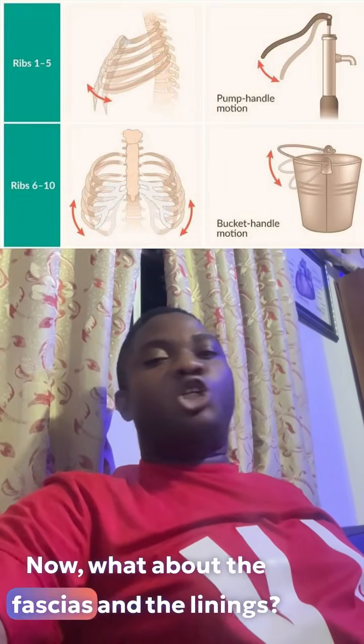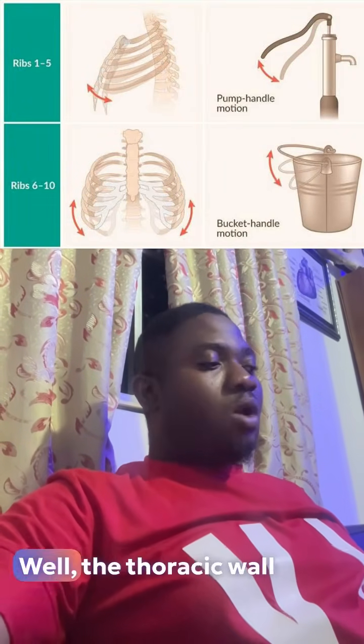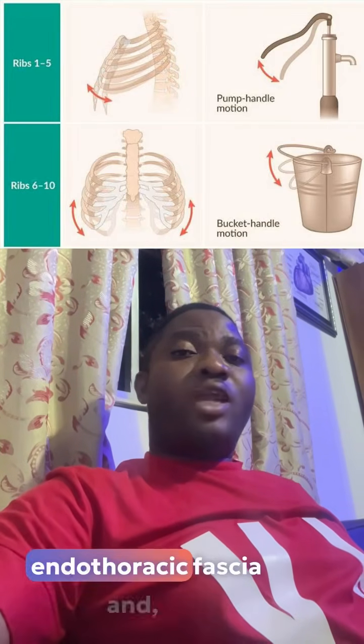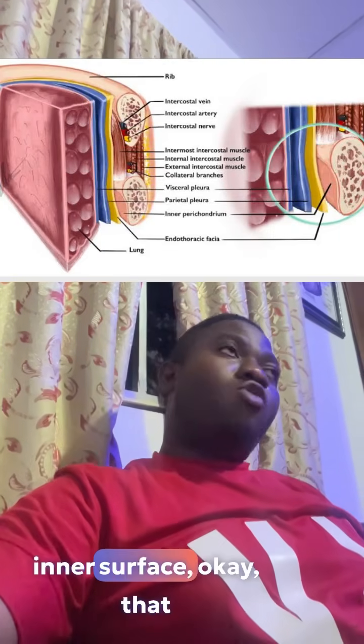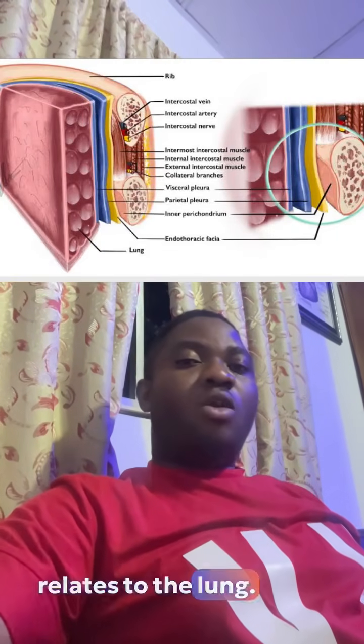Now, what about the fascias and the linings? Well, the thoracic wall has the endothoracic fascia, and of course the parietal pleura, which lines the inner surface that relates to the lung.